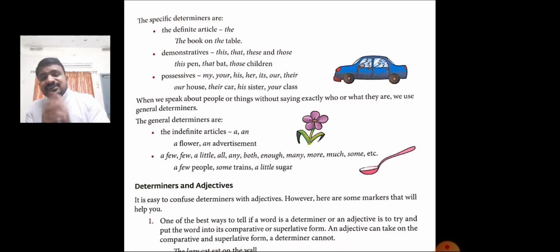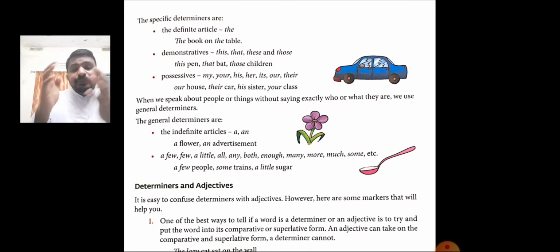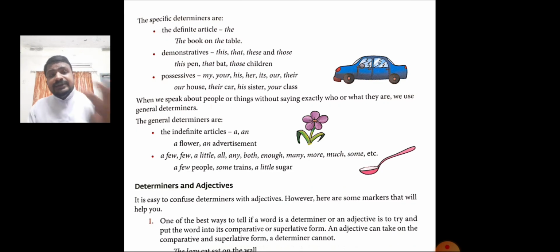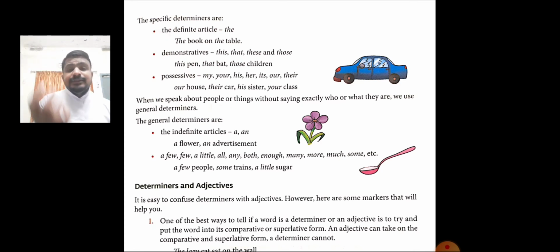Now, after seeing these determiners, you might confuse them with adjectives. Now we shall see how these determiners can be differentiated from adjectives. There are three things. If you look at all those three things, you will understand what a determiner is and what an adjective is after seeing a word. First one is, whenever a word is there, you put that word into the comparative or superlative form. If that can be done, then that word is an adjective. Otherwise it is a determiner.